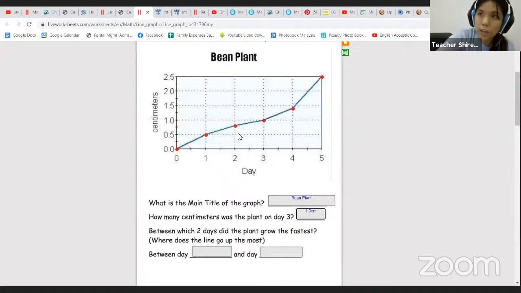Grow the fastest. This one, how do you do? Which is grow the fastest? Between these 2 days, which 2 days? Okay, when it grows slow, it will become flat. When it grows fast, it's like, wow, suddenly so high. So it's very steep. Between which 2 days? Very steep.